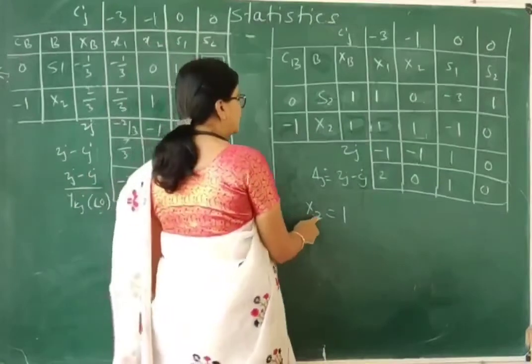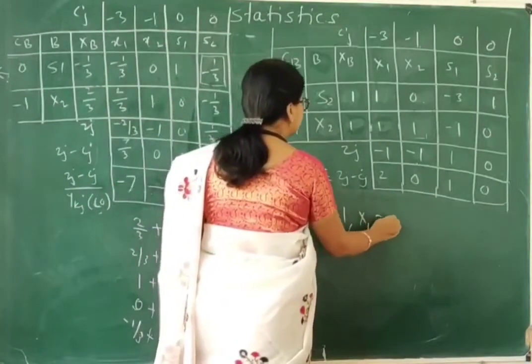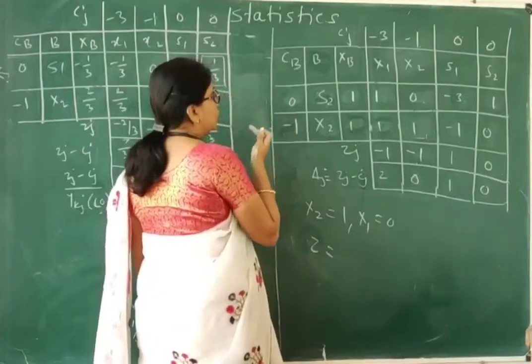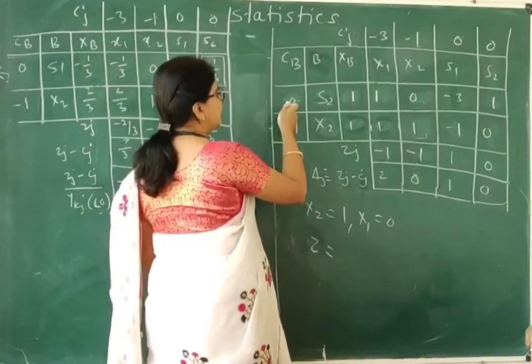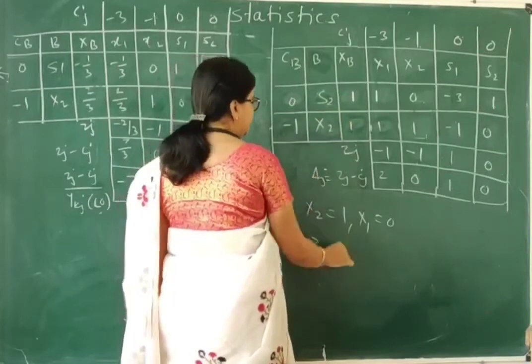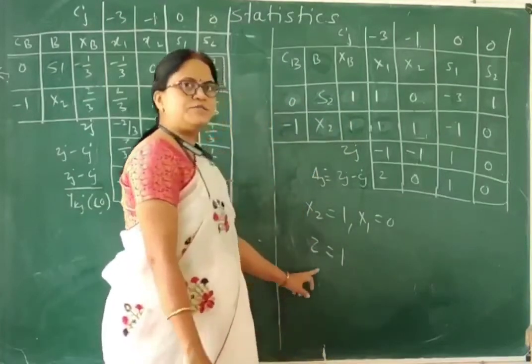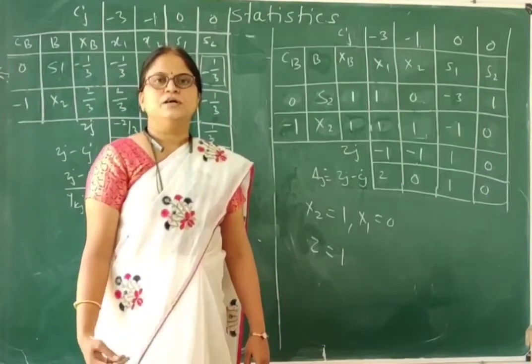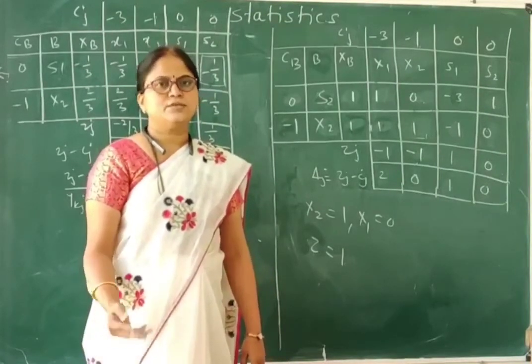So the value of x2 is 1, the value of x1 is 0, and the value of z we can get by multiplying by CBA. So this gives me 0, and minus 1 plus 1, so 1. So the value of z is 1. So this is my solution by using dual simplex method.